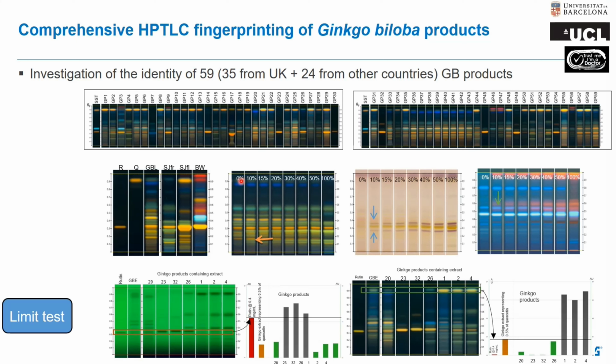For limit tests, the specified quantity of the marker compound is applied. So here for rutin and here for the quercetin. And the intensities measured at different detection modes are compared. Here in the shown graphs, 3 samples have failed the limit test for rutin. So they are above this line. And here, 3 samples have failed the test for quercetin.